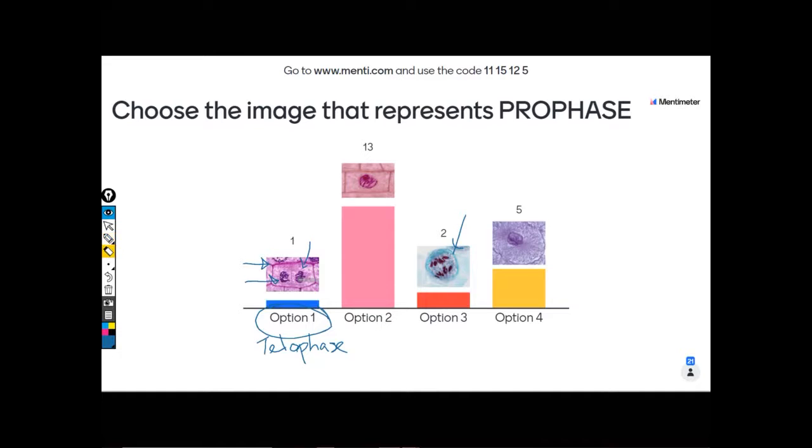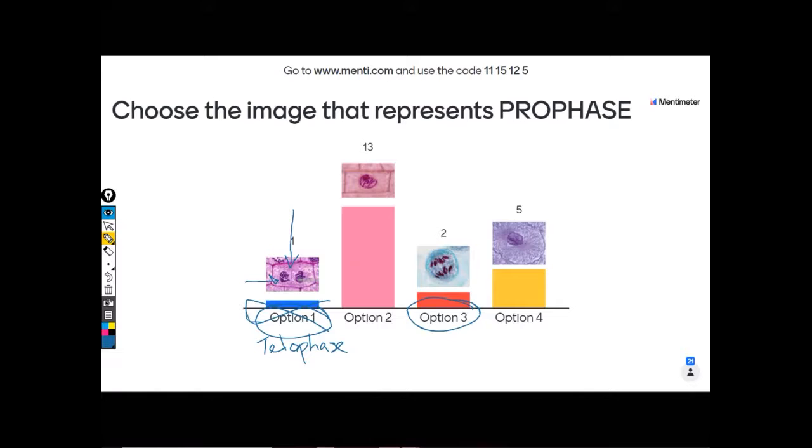So if we look at our number one, which we've identified as telophase, right, we have two distinct areas of darkly staining material. So we have two pockets of DNA in one cell wall, but we can clearly see the beginning of a delineation in the middle, right? The beginning of cytokinesis. So these are all hallmarks of our telophase. All right, great job.